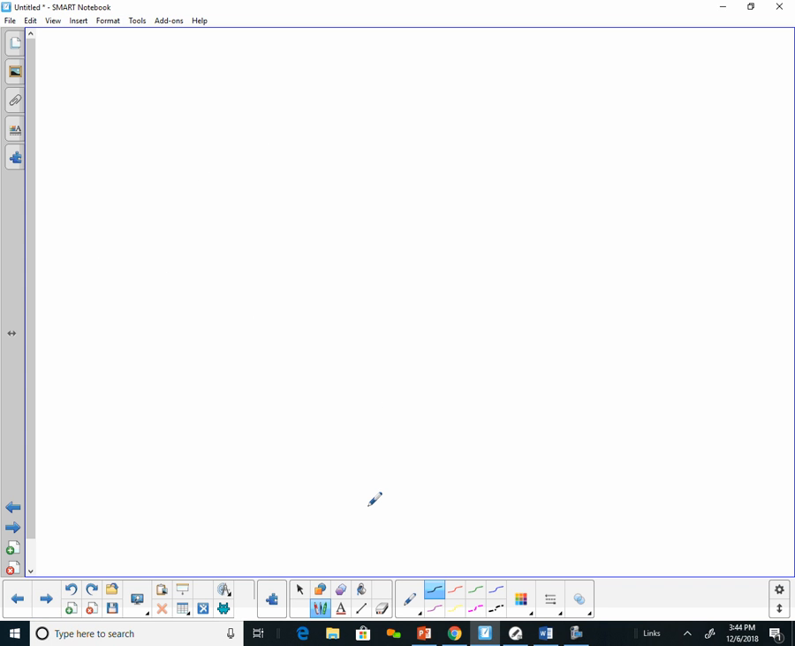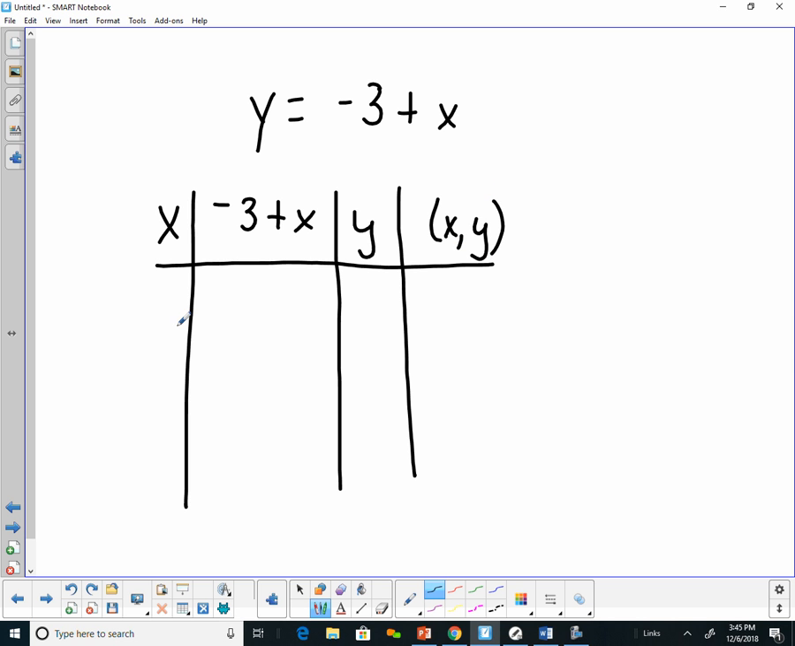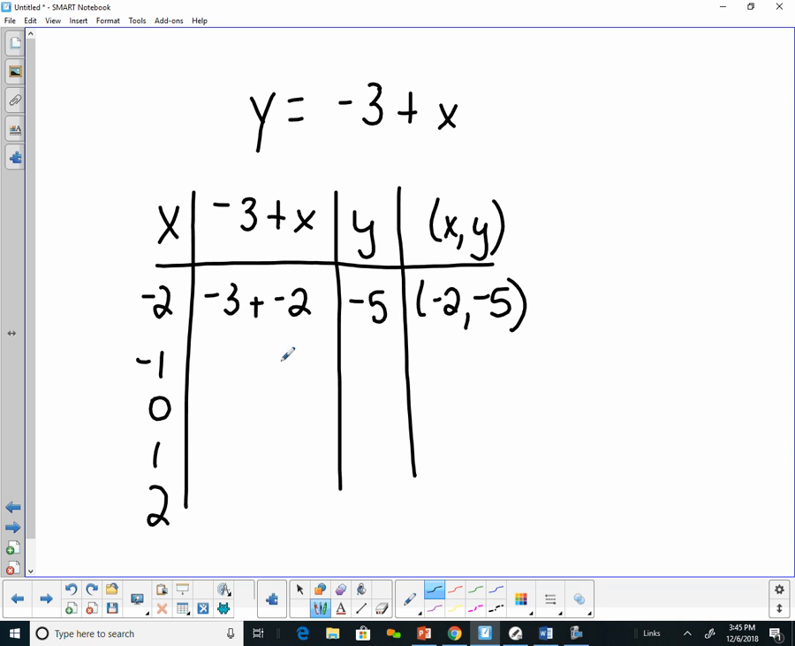Yesterday we talked about making a table. So if I got the equation y equals -3 plus x, you're going to make a table. Remember, our table consists of x, our equation, our y, and then our ordered pair. The typical numbers we're going to put in is -2, -1, 0, 1, and 2. Then I'm going to substitute in and solve. So that gives me -5. My ordered pair is -2, -5.